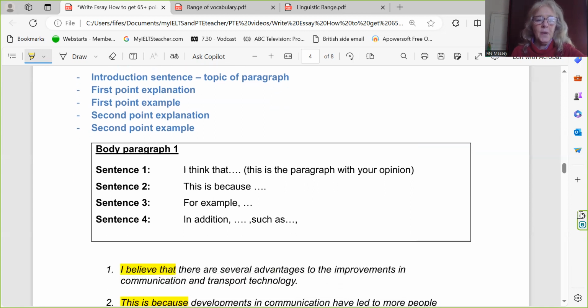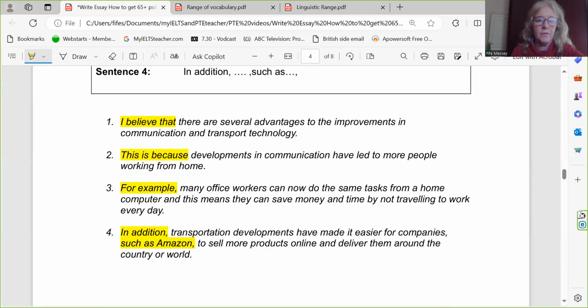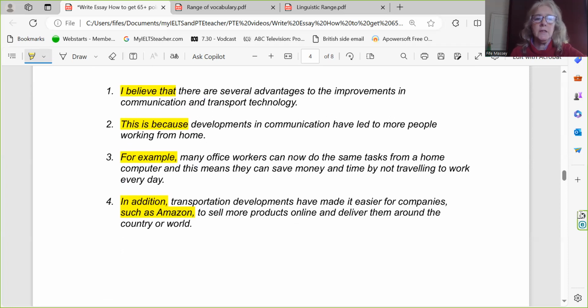So let's take a look. What does that look like in this paragraph for this essay? First sentence, introduce the topic. I believe that, this is my opinion, there are several advantages to the improvements in communication and transport technology. This is the paragraph about advantages. That's what the sentence wants to say. Second sentence, I'm going to talk about my first point and explain it. Why are there advantages to this? This is because developments in communication have led to more people working from home. That's my communication advantage. I need an example.